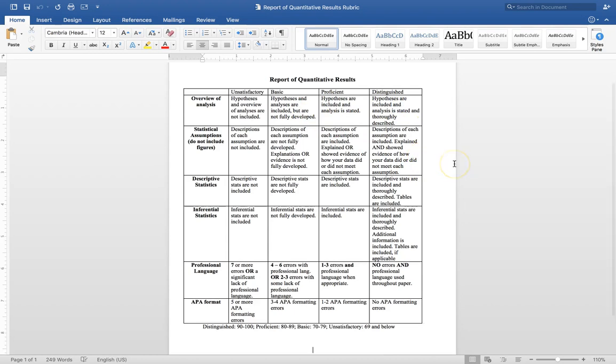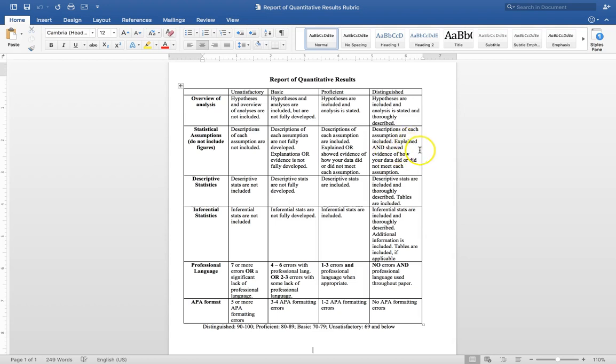Statistical assumptions. So these are the assumption tests that you all ran in our last lab. And so please do not include figures. I know in the output it's going to give you scatter plots and PP plots and various figures and tables. Please do not include those. Just give me written descriptions of your assumption tests and of the results. If you pull up any research article, you're not going to find figures in the description of their statistical assumptions.